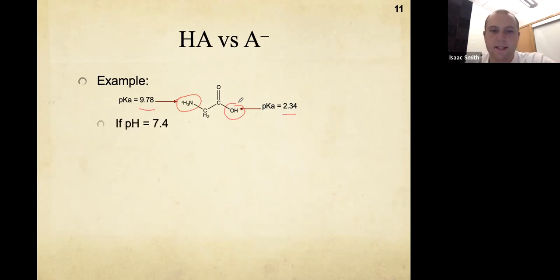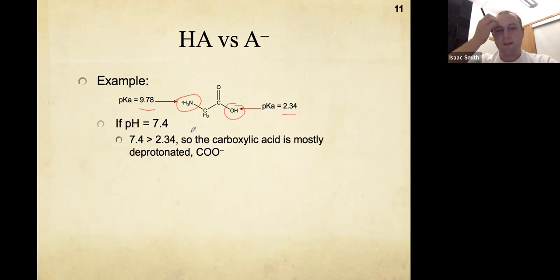All right, so what that tells us, if the pH is 7.4, okay? So let's just look at the acid side. If the pH is 7.4, and over here is the pKa of that acid, so pH is greater than pKa, right? So the pH is more basic. That means you're mostly going to have the conjugate base form of this group, the deprotonated form of this group.